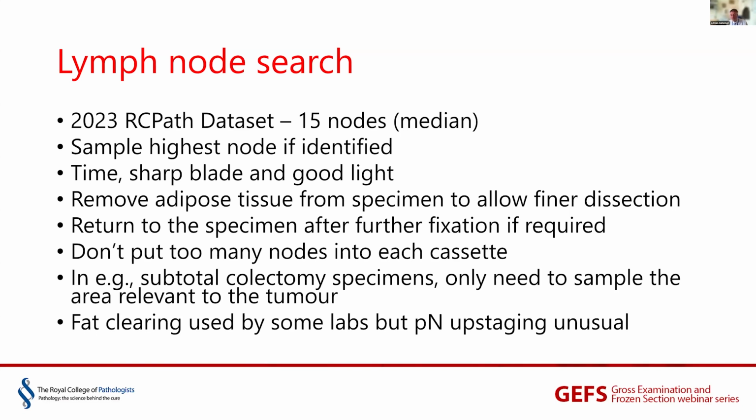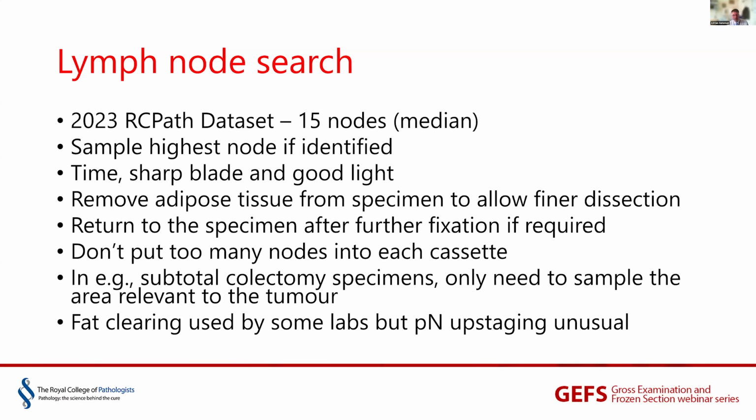People used to think that, for example, if you had, I don't know, obstructing carcinoma at the splenic flexure with an obstructing dilated colon proximal to that, and the patient has a subtotal colectomy, people would think, oh, I've got to sample all of the nodes from the entire specimen. But actually, you don't really need to do that. You can just sample them from the area that's relevant to the tumour. The chance of a lymph node at the ileocecal valve containing metastatic carcinoma from a tumour that is present in the splenic flexure is very, very low. It's more important to focus your lymph node search within the area relevant to the tumour.